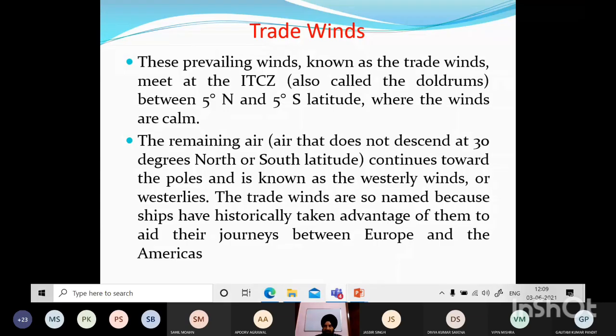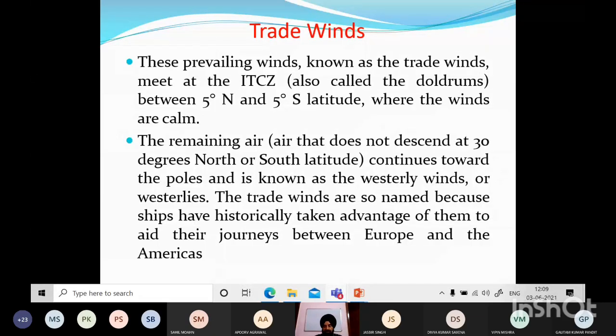So the air that does not descend at 30 degrees north or south continues towards the poles and is again known as westerly. अब ये भी north को जा रही है, it will also get deflected towards the right because of the Coriolis force. तो जैसे ये डिफ्लेक्ट होगी राइट को तो इसकी डायरेक्शन क्या बन जाएगी, almost south westerly, तो नॉर्थ से सो स्लोली इसकी डायरेक्शन भी westerly बननी शुरू हो जाती.